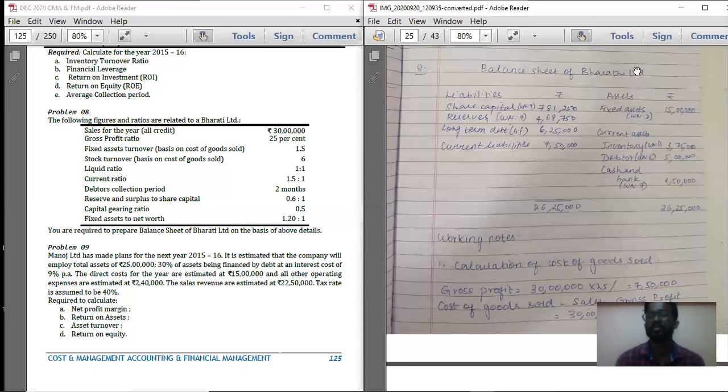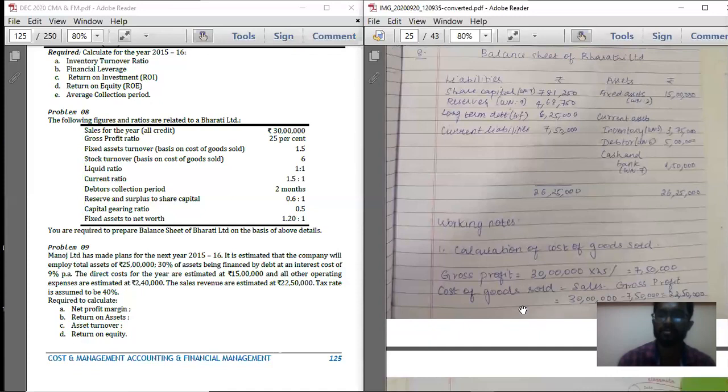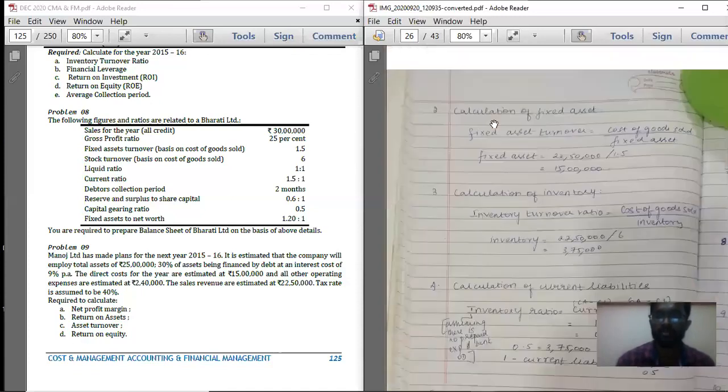So now come to the balance sheet asset side. Fixed assets 15 lakhs. Fixed assets within bracket working on number 2, 15 lakhs. So below that, calculation of fixed asset, point number 2. Now take down point number 3.